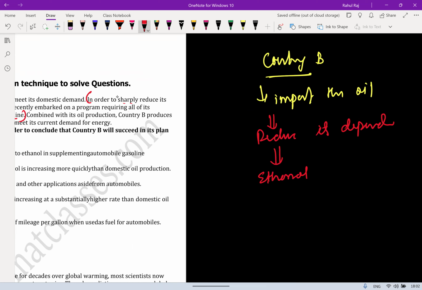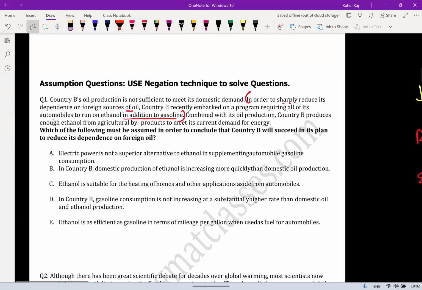They have formed some alternate source of fuel called ethanol. This is what is written over here. In order to sharply reduce the dependence on foreign sources of oil, country B recently embarked on a program requiring all its automobiles to run on ethanol in addition to gasoline. So it might be they have an abundance of ethanol, and that's the reason they have made this program that every vehicle has to run on ethanol in addition to gasoline.